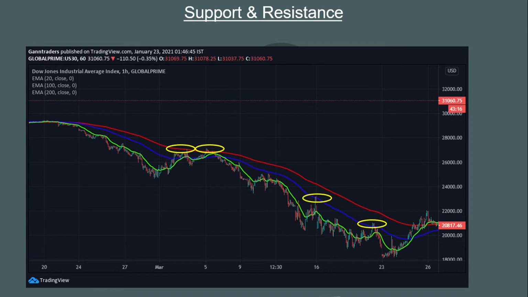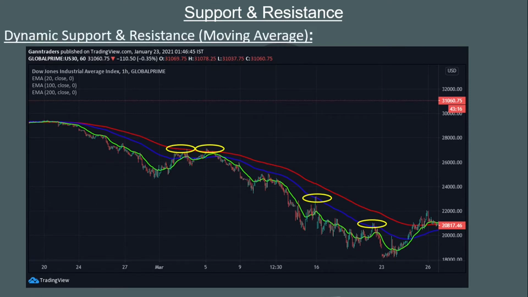So this is the dynamic support and resistance example for the resistance. This is the Dow Jones hourly chart. If you notice again, the longer term 200 MA acts as a strong resistance, and in this area the 100 EMA acts as a strong resistance. So we can just follow the EMA when taking trades.